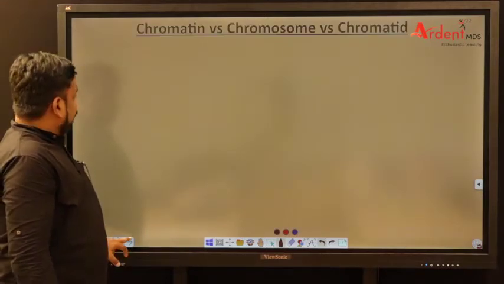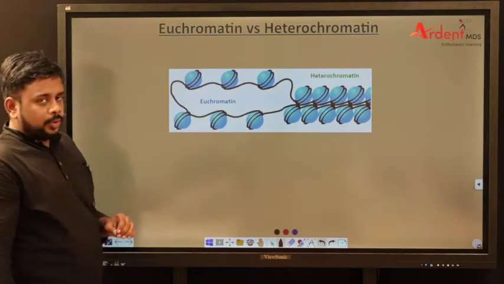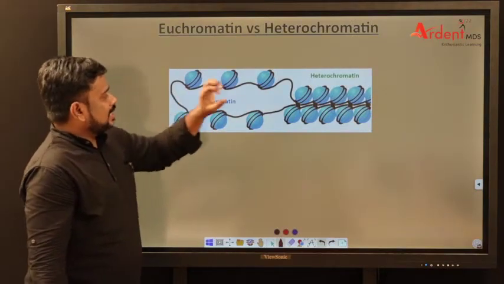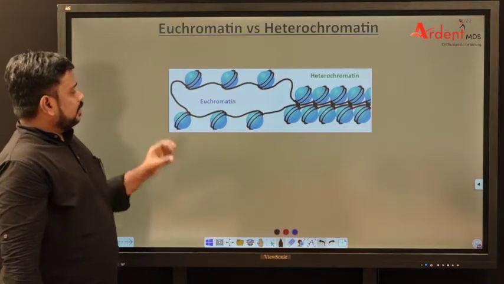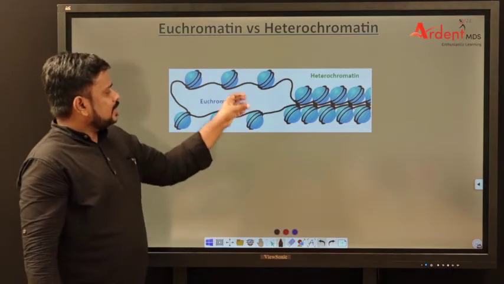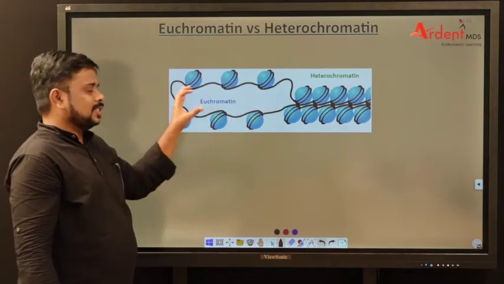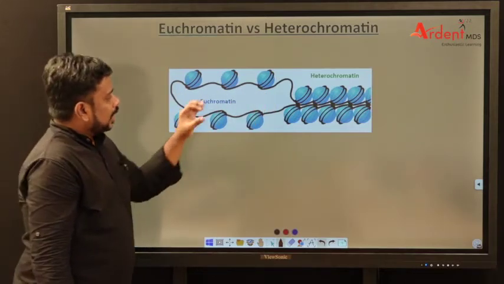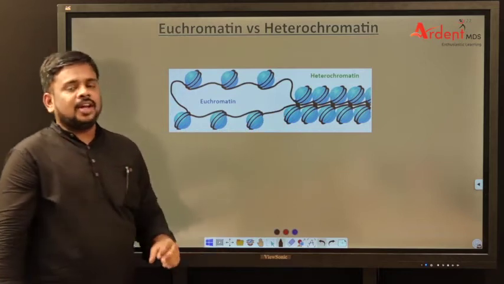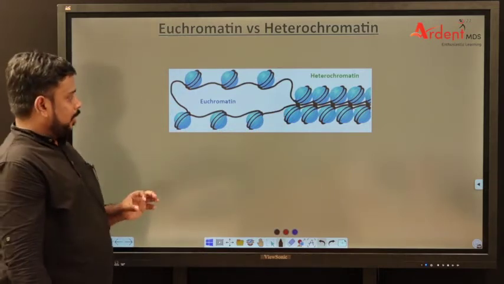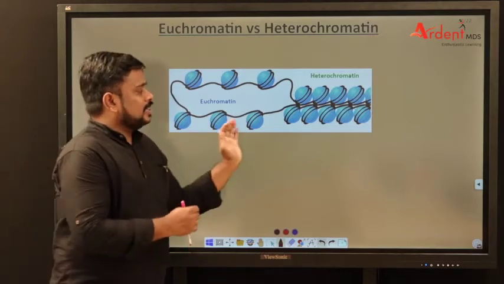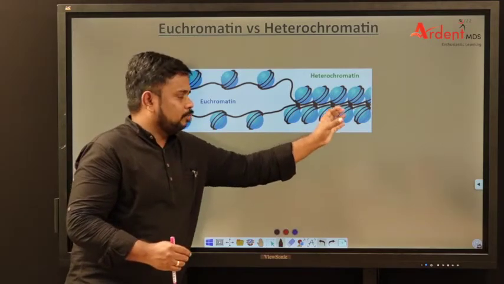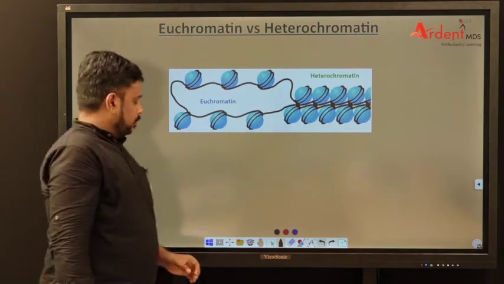Now, there are two types of chromatin. One is euchromatin, the second type is called heterochromatin. Euchromatin, if you see this, is an uncondensed form of chromatin, and a condensed form of chromatin is called heterochromatin. Okay, so euchromatin is a starting stage. Heterochromatin is an end stage before chromosome formation.